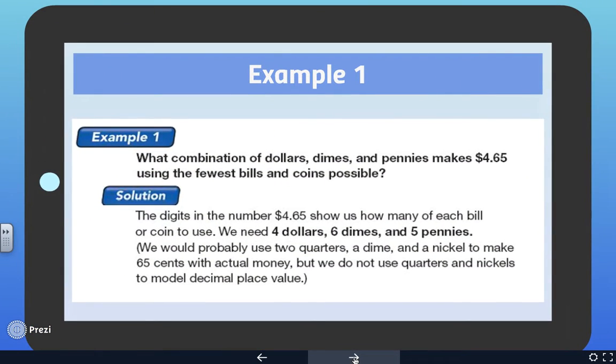So our example number one: with what combination of dollars, dimes, and pennies make $4.65 using the fewest bills and coins possible? What I want you to do in this one is just show using dimes and pennies and dollars. Don't use any quarters or nickels, because that's just going to be confusing. So this would be represented by 4 dollar bills, and this would be represented by 6 dimes, which is a tenth, and then this would be 5 hundredths, which is 5 pennies.